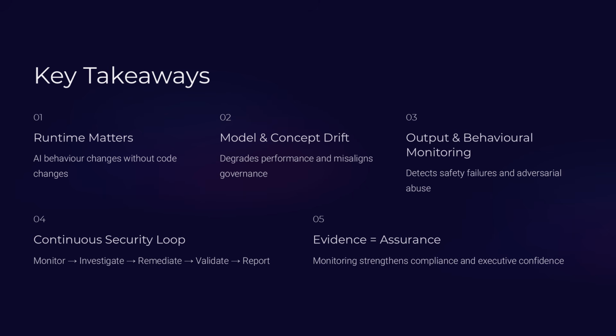Behavioral monitoring detects abuse patterns that look like normal usage at small scale. A continuous artificial intelligence security loop integrates monitoring, investigation, remediation, validation, and reporting. Tools such as Evidently AI, Azure Machine Learning Monitoring, and Vertex AI Monitoring support implementation, but architecture defines signals, thresholds, and governance reporting. Continuous monitoring produces evidence that strengthens compliance and executive assurance.